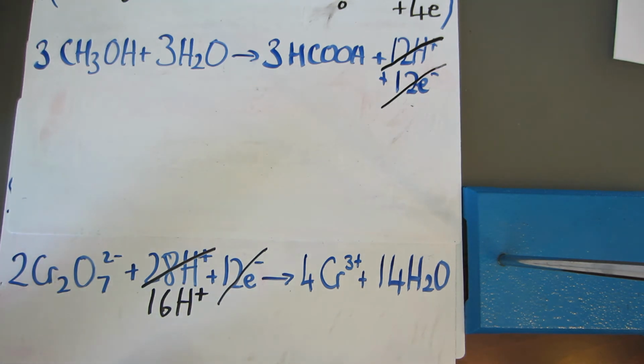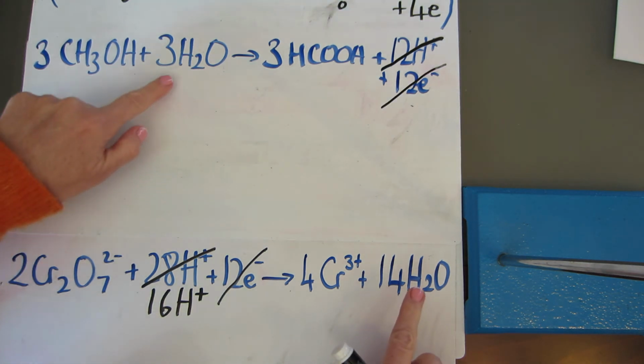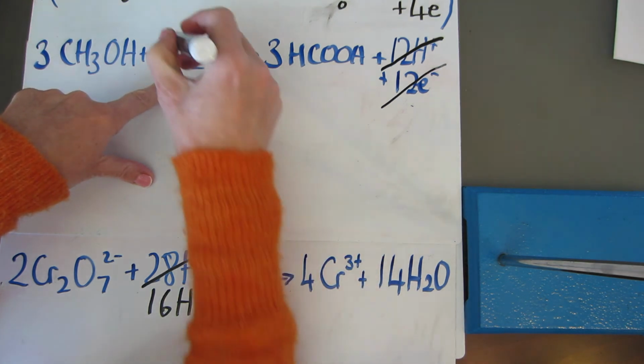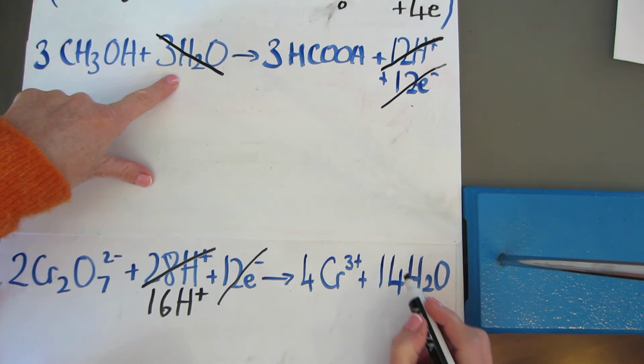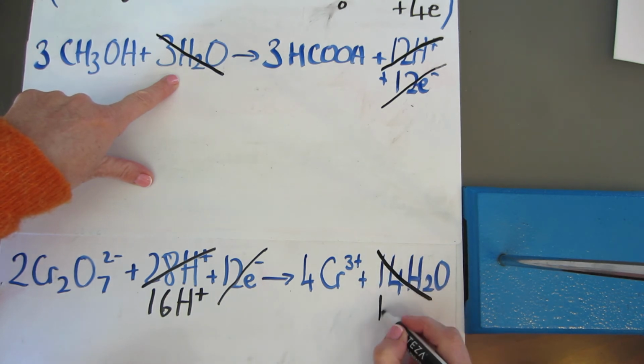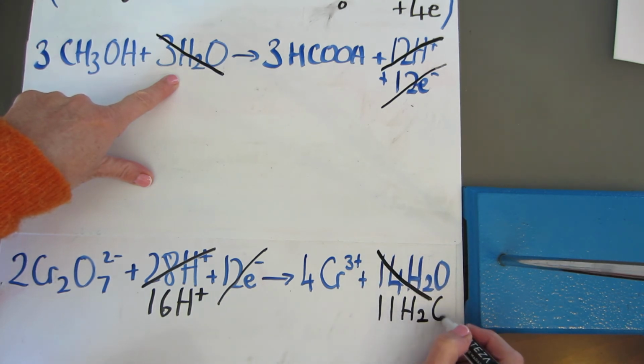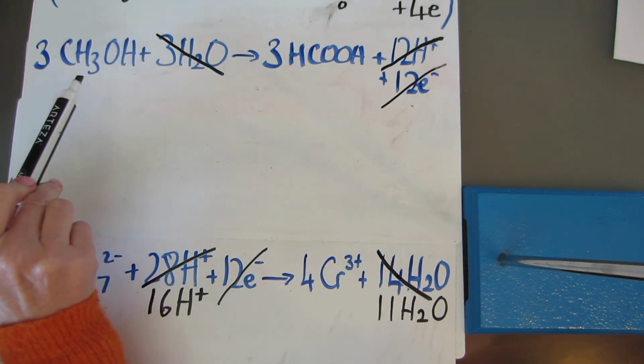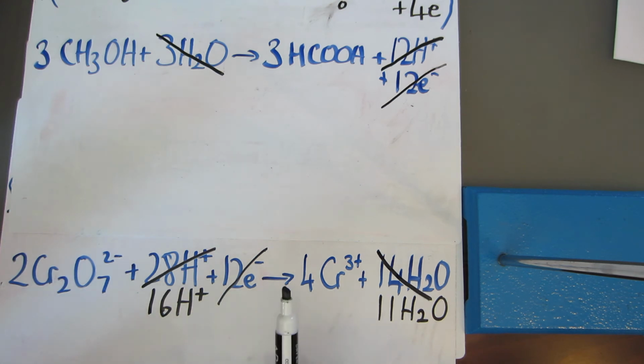Anything else? Yes, I can get rid of something else as well. Can you see the 3 H2Os, 14 H2Os, so those are going to go. But instead of 14, what am I going to be left with? 11 H2O. So now we should have the overall ionic redox equation for potassium dichromate oxidizing methanol to methanoic acid.